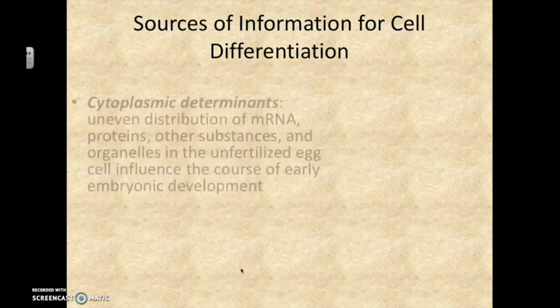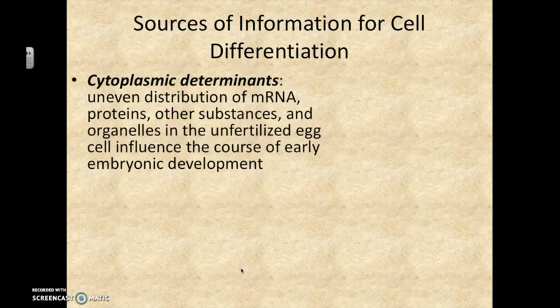So we'll talk about a couple of different sources of information that help to guide the process of cell differentiation. So cells need to obtain information so that they know what they need to become. So one form of that information are cytoplasmic determinants. Cytoplasmic determinants are molecules that are in the unfertilized egg cell. So this is the female gamete, and when those gametes are forming in the female gonad, so in the adult female, there are molecules that are produced by mom's cells and then put into the egg cell.